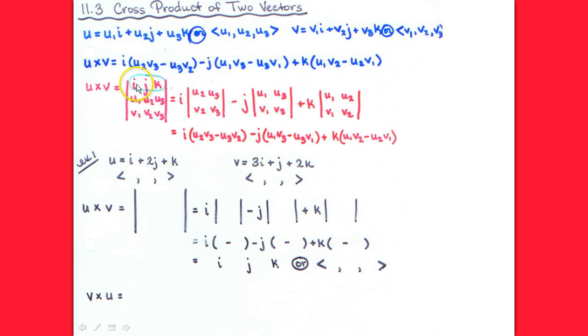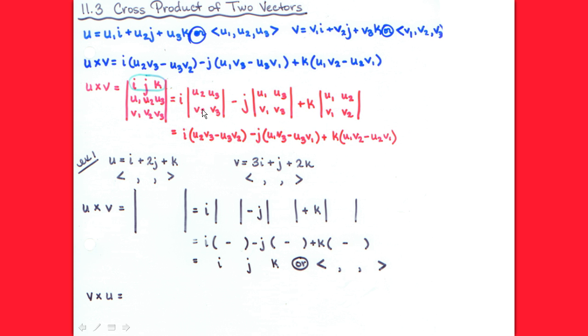So that would be i times its minor, j times its minor, k times its minor. To find the minor, remember you have to eliminate the row and the column that it is in. So if I'm looking at i, I'm going to eliminate this row and this column. And what I would be left with is u2, u3, v2, v3. That's where this comes from.